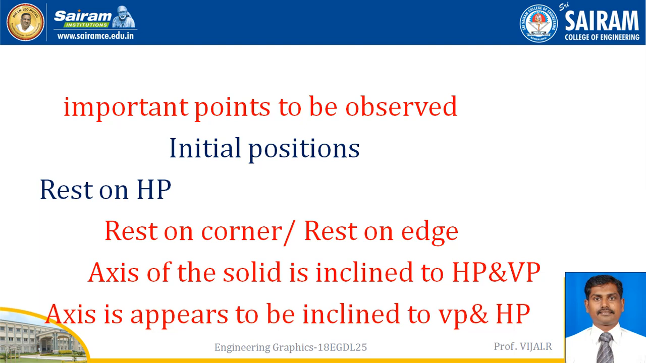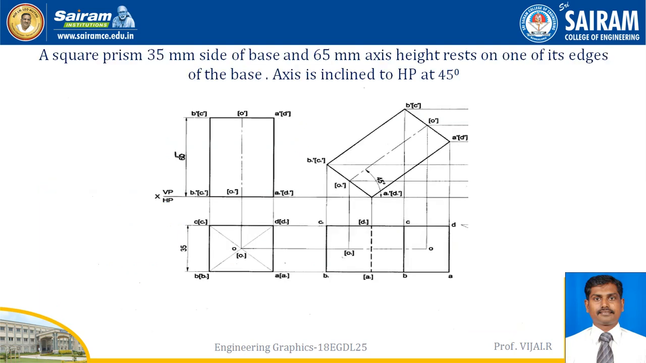One is where it rests. Okay, rest on corner and how it rests: rest on corner or rest on edge, and inclination to the HP VP. What is the axis inclination or edge inclination to HP VP? Whether the axis appears to be inclined. Okay, there are two important things: apparent length and true length. Normally if they give that it appears to be inclined, we have to take it as it is given. Let me see some problems, then it will be easier.